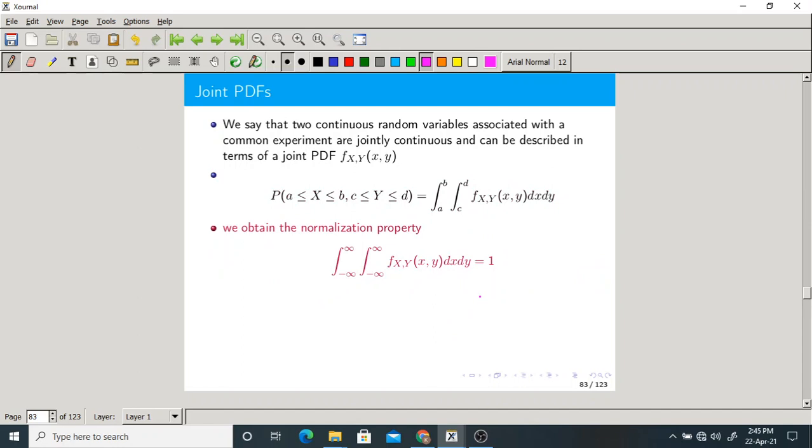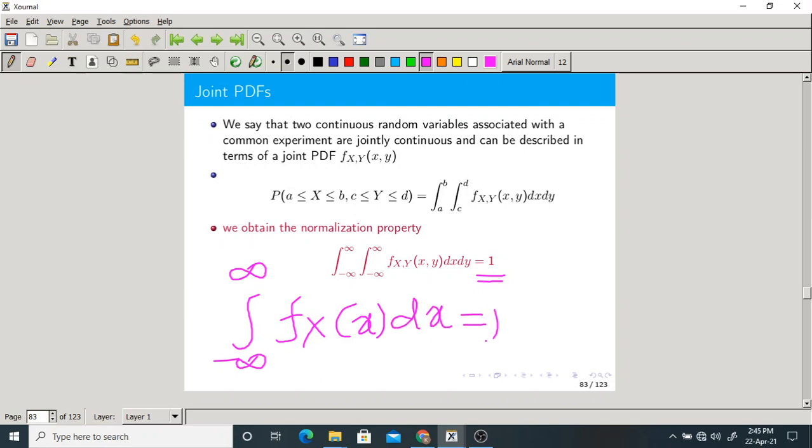Now this is the property of normalization, which is very important. The double integral of f of x comma y of x comma y dx dy should be equal to 1. For a single random variable, we have written integration from minus to plus infinity of fx of x dx, and this should be equal to 1. In the same way, we write it for joint PDF. That's why we are writing two integrals. They're very simple, you can just relate them with the discrete random variable.